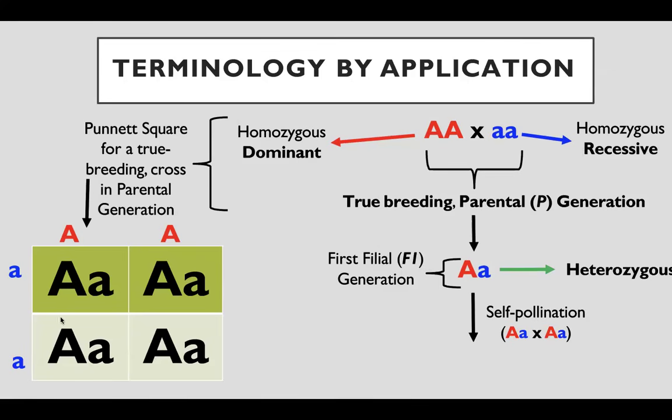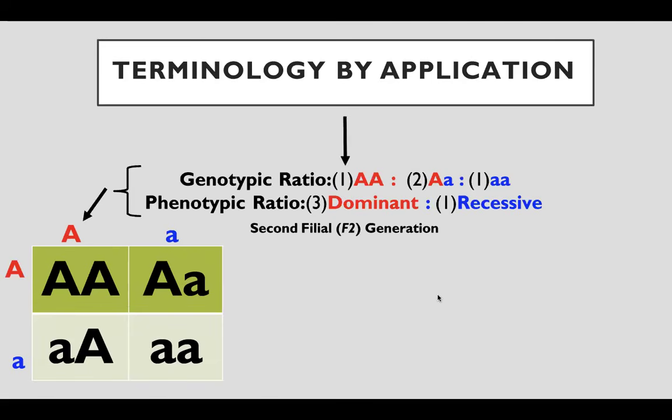As you see here, all of the children have the same exact genotype and the same exact phenotype. They all have the genotype of uppercase A, lowercase a, so they're heterozygous for both traits, and they have the same phenotype as well. And then when you self-pollinate, so if you combine two heterozygous parents, you have what's known as the 1 to 2 to 1 ratio or the 3 to 1 ratio.